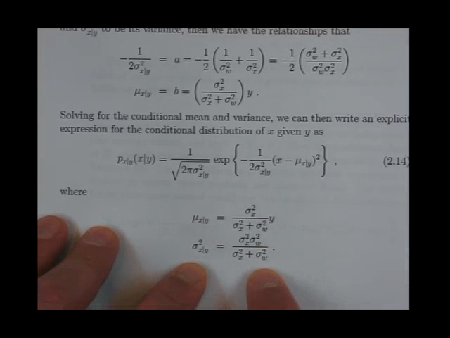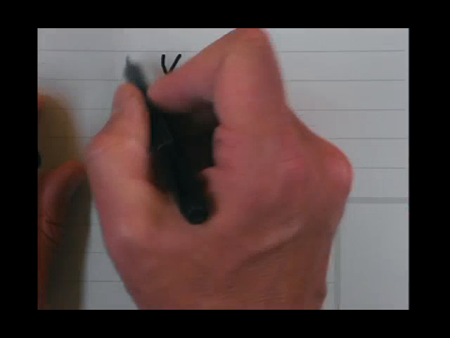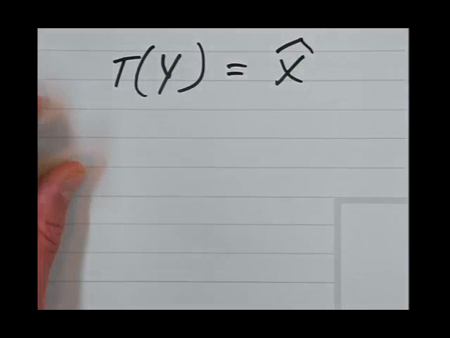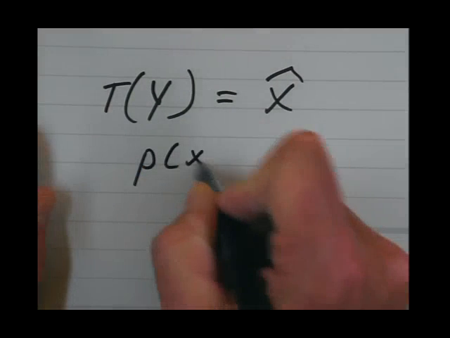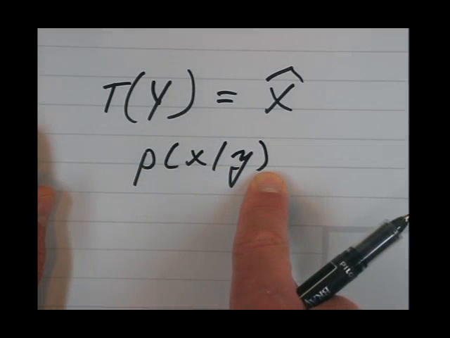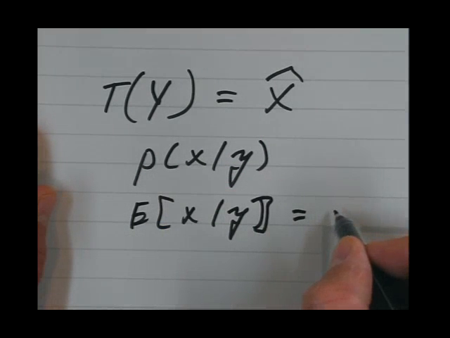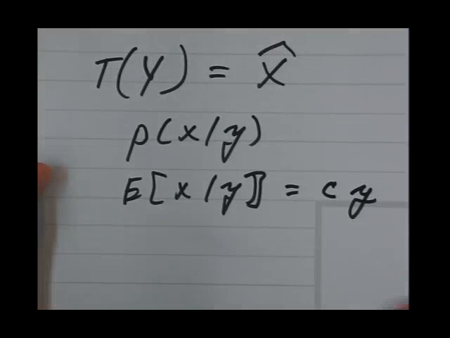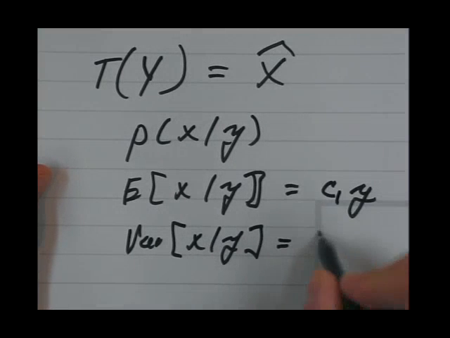And the variance, this is actually very interesting. The variance of the posterior distribution is not a function of the data. It's an interesting concept. It means that I have an observation y, and from y I compute some function of y to estimate x. The conditional expectation of x given y is a function of y. In this case, it's a constant times y. But the variance is just a constant. This is C1, that's C2.